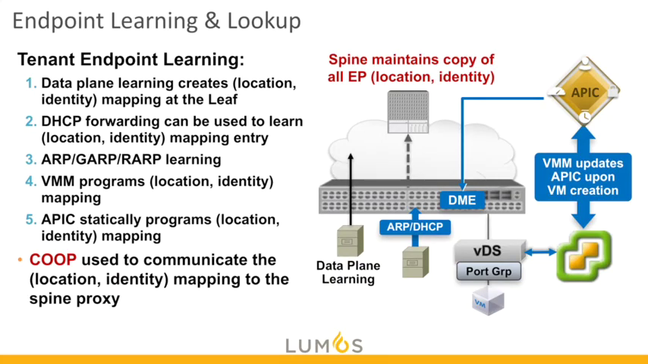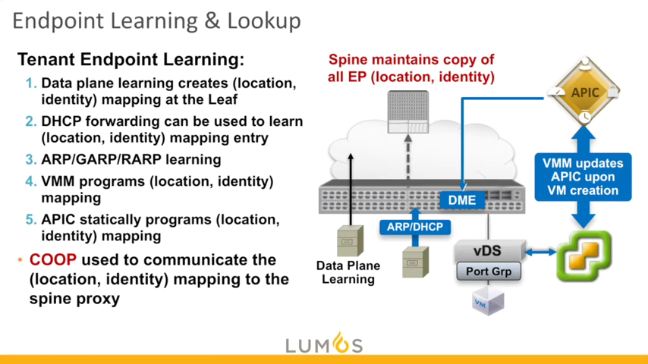So how do we learn these endpoints? Everything in ACI is learned. We have a couple ways to do tenant endpoint learning. One, data plane learning creates mapping to the leaf. The DHCP forwarding can be used to learn the entry. ARP, GARP, and RARP we can use. We can use VMMs, virtual machine managers such as vCenter. And the APIC, we can also statically program in entries if we need to in certain situations.